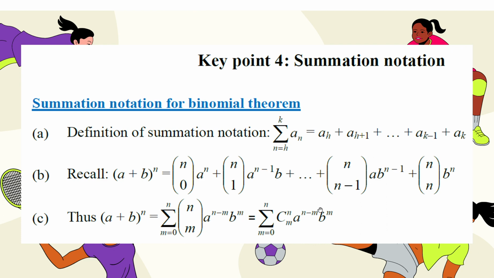We use this one more, so remember this one. It is the real definition of binomial expansion: the summation, m equals 0 to n, NCm a to the power n minus m, b to the power m. Remember it. Very important.